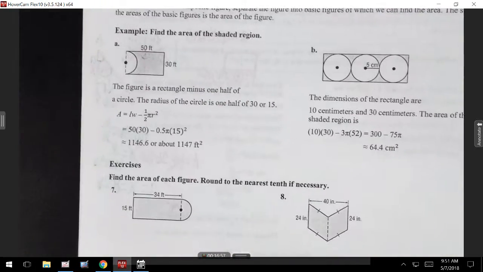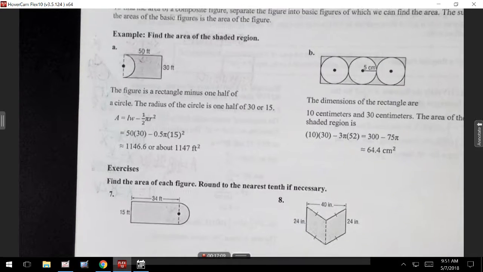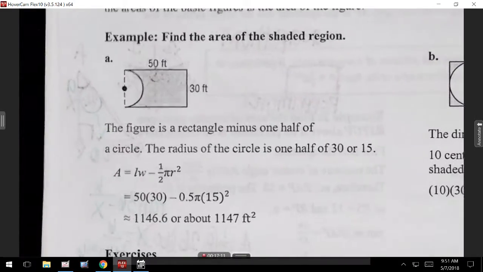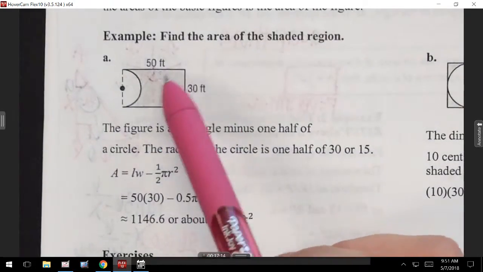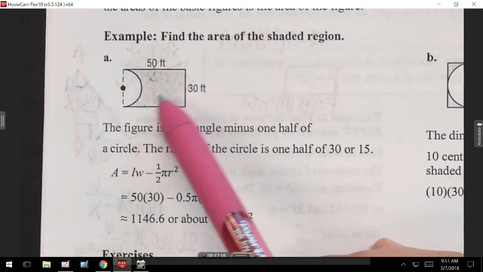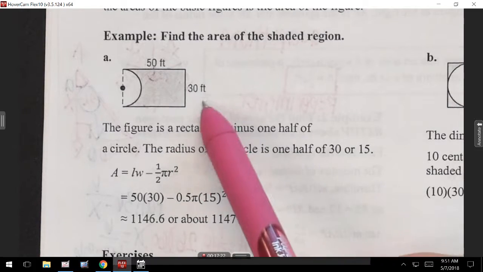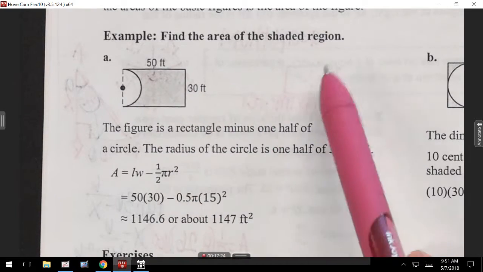This part's not bad. You already know all this. So what we're doing, these are called composite figures. So you're taking different shapes and you're finding the area of the whole thing or pieces of it, etc. So if you look at example A, you're only finding the area of the shaded portion, which you can't really see up here, but if you look at your paper, it's just this portion right here. So my advice is to find the area of the whole thing and then subtract what you don't need.